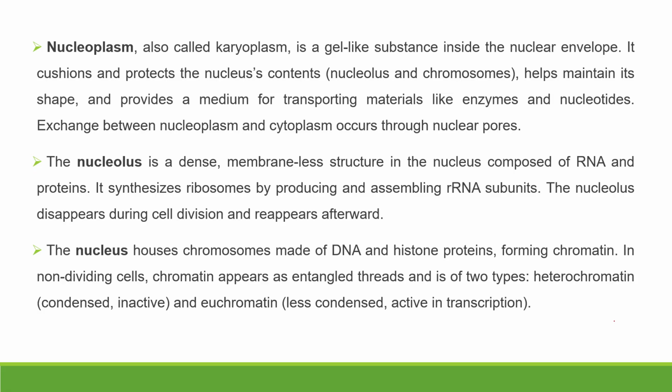It is made up of DNA and proteins, and it contains the genetic information of the cell. Chromatin has two types. It exists in two forms: heterochromatin, the inactive condensed form, and euchromatin, which is less condensed and active in transcription. So heterochromatin is tightly packed and inactive, and euchromatin is loosely packed and active in gene expression. So the nucleus is not just a storage center, it actively controls and regulates all the cellular functions, which you need to remember very carefully.